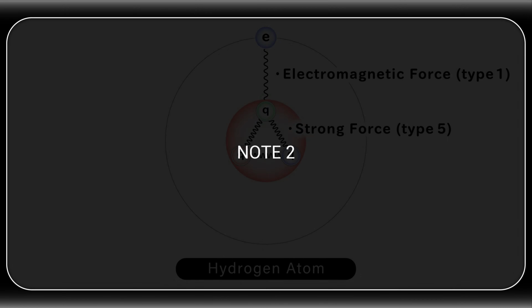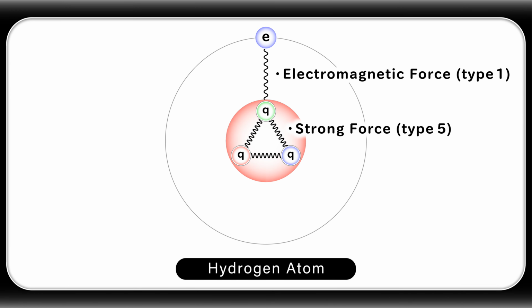Note 2. The strong force works on the inside of the proton, connecting quarks. On the other hand, the electromagnetic force works on the outside of the proton, connecting a proton and an electron. Related to this, Type 5 is an introverted type, and Type 1 is an extroverted type.